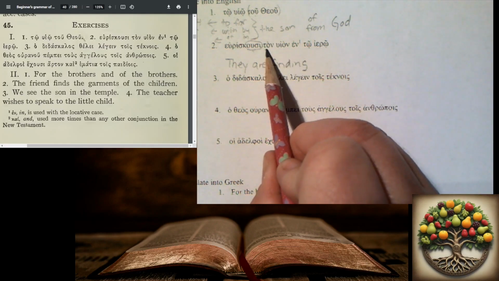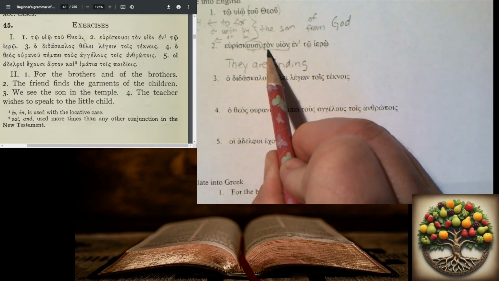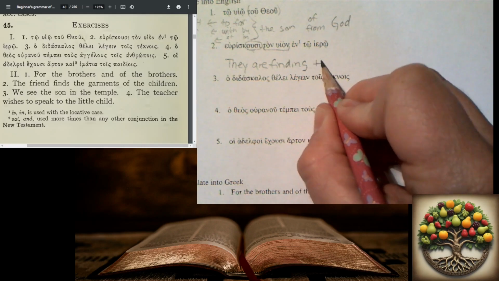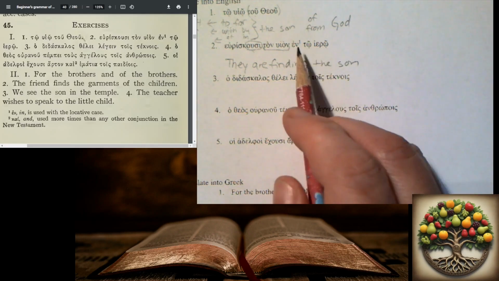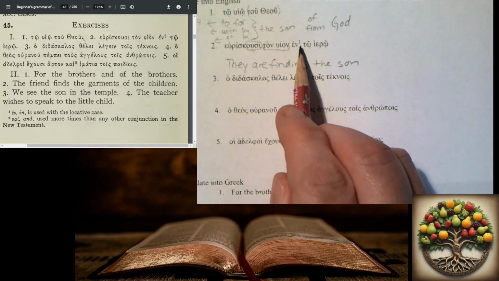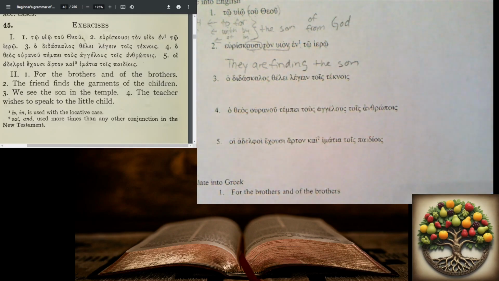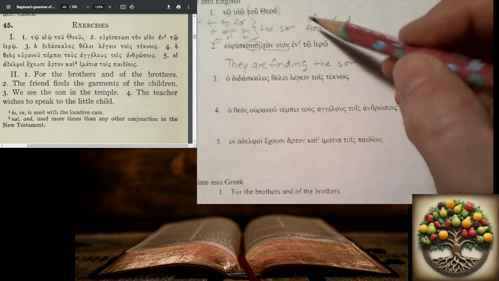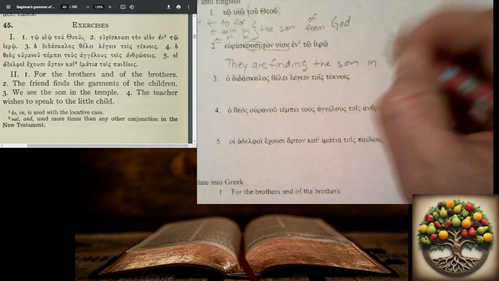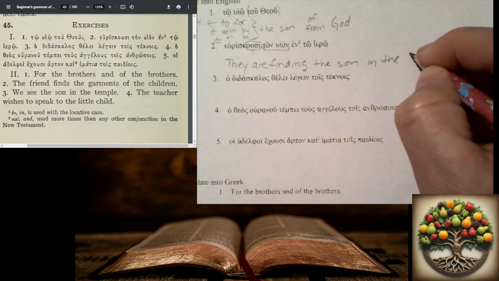Here we have the accusative, the sun. And now we've got a little subscript here for a 1. And in the textbook, as you can see on the left side of your screen, it means in, and it's used with the locative case. And so we know that this to iro is in the locative case, and that is going to be in the temple.